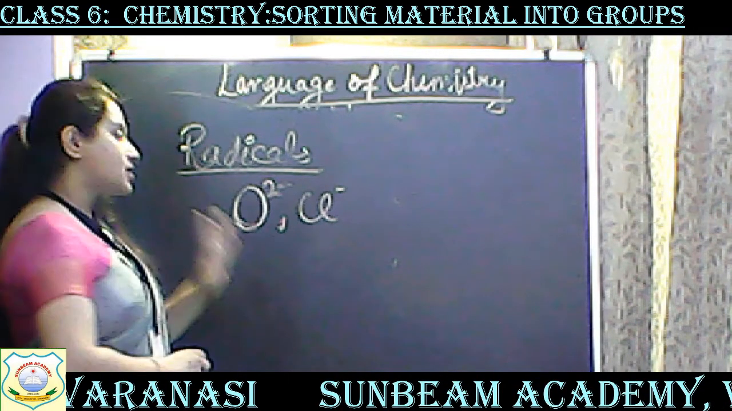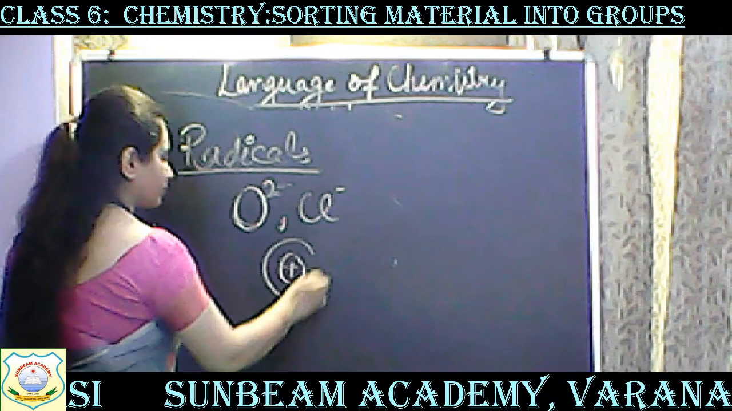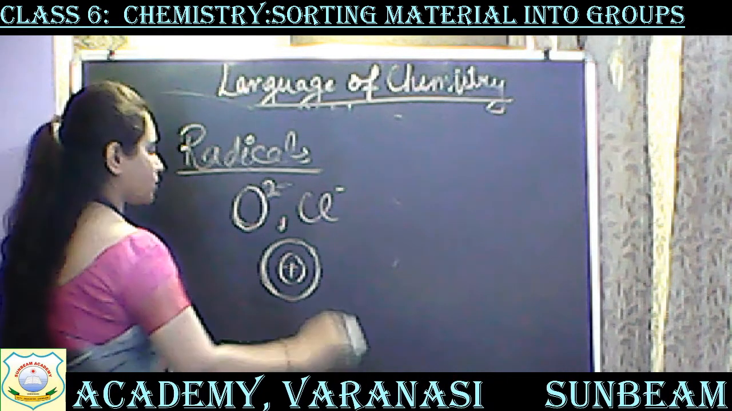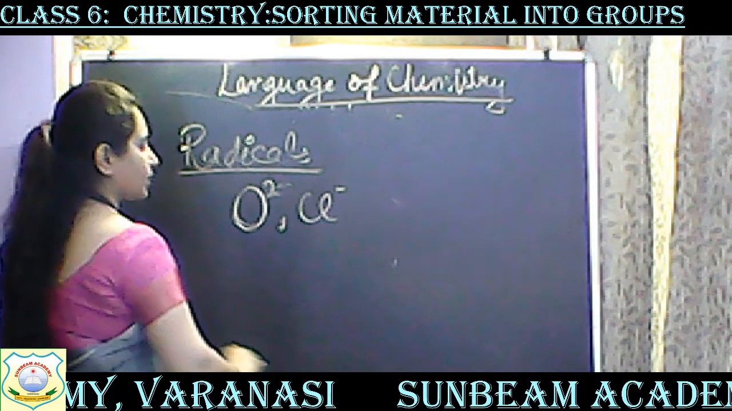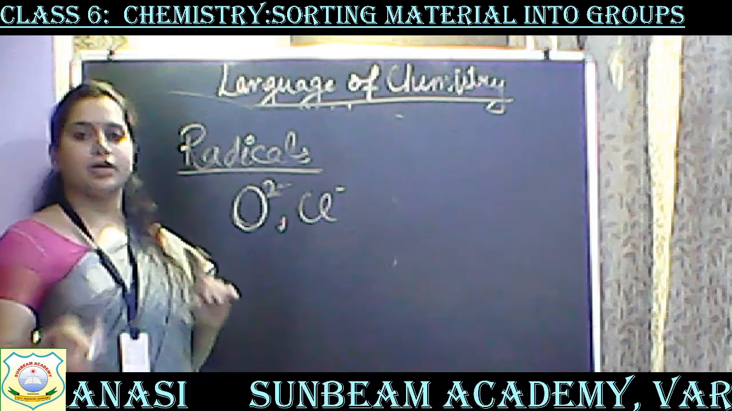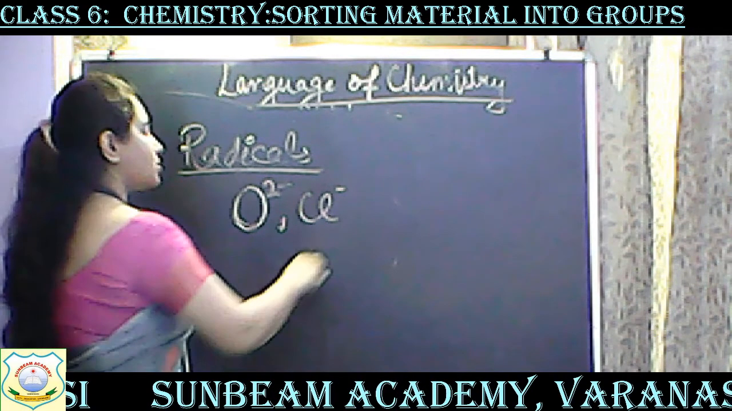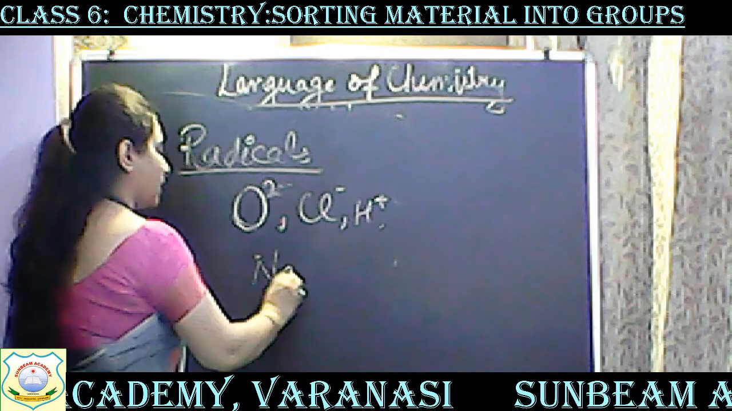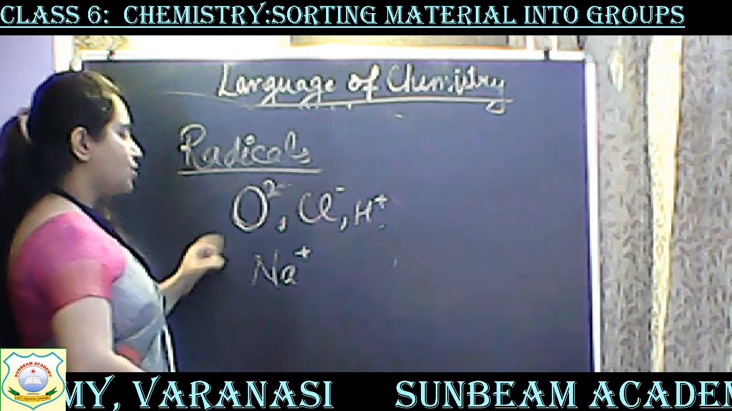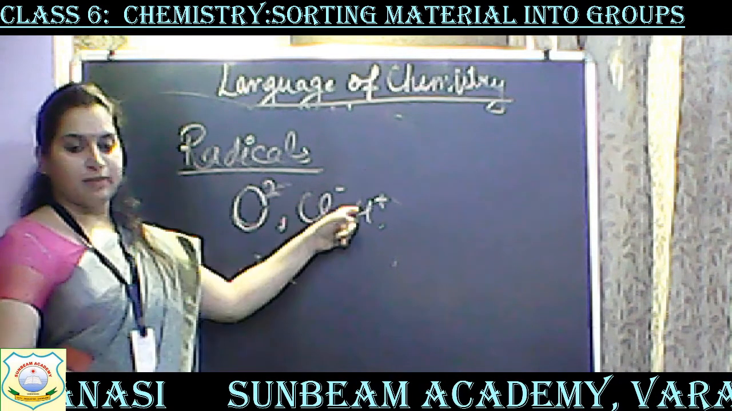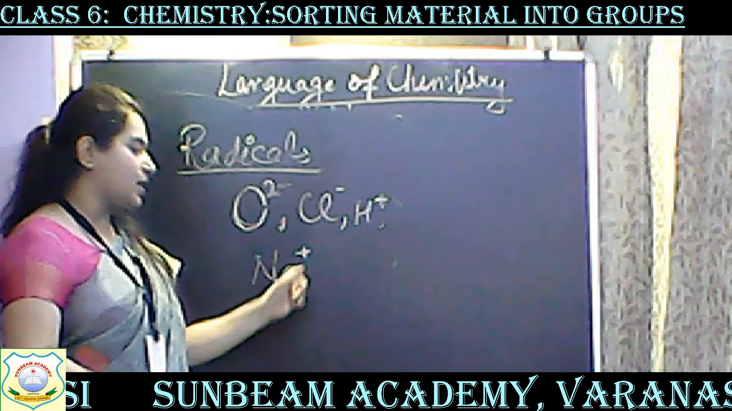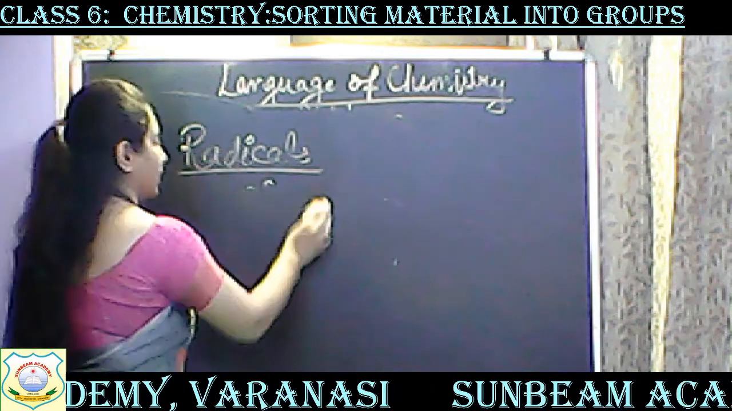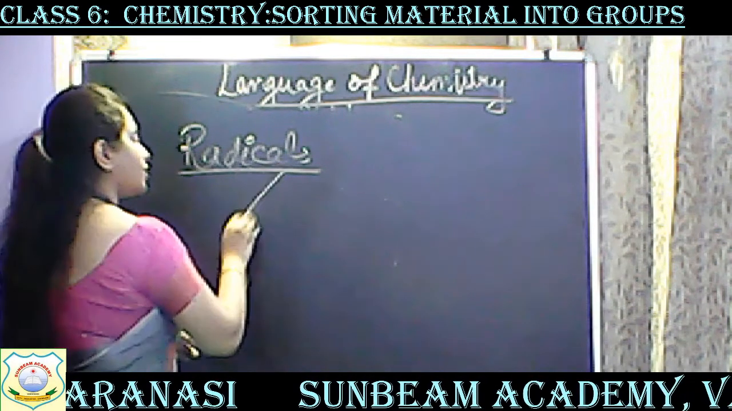Got it? Similarly, if we take hydrogen, either we can remove one electron or we can add one electron. So it will be written as H plus. Fine. We can also write Na plus. Clear? So these charges, CO minus, Cl minus, H plus, Na plus, all these things are called radicals.